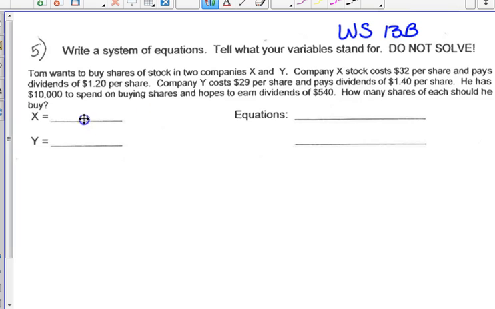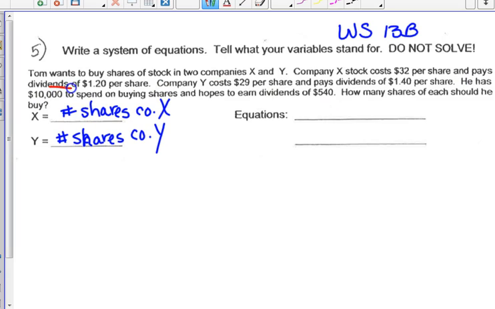Okay. X is the number of shares of company X we're going to buy, and Y is the number of shares of company Y, because that's how many shares of each he should buy. Now, it's a little confusing. It says company X costs $32 a share and pays $120 a share. Company Y costs $29 a share and pays $140 a share. Those aren't equations that you can write because the cost and the dividend are two different things.